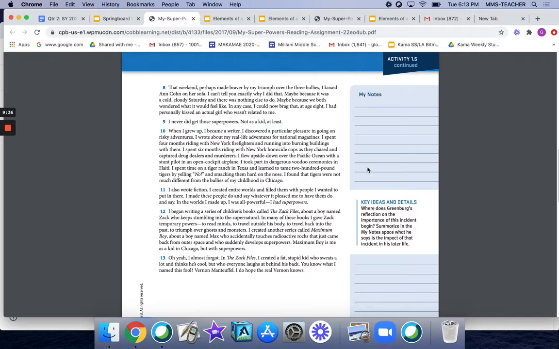I flew upside down over the Pacific Ocean with a stunt pilot in an open cockpit airplane. I took part in dangerous voodoo ceremonies in Haiti. I spent time on a tiger ranch in Texas and learned to tame 200-pound tigers by yelling, "No!" and smacking them hard on the nose. I found that tigers were not much different from the bullies of my childhood in Chicago.